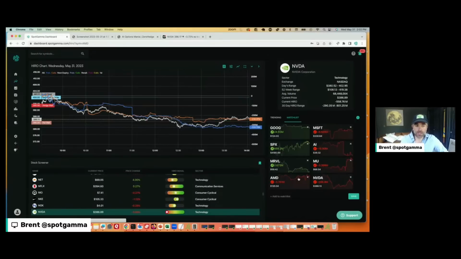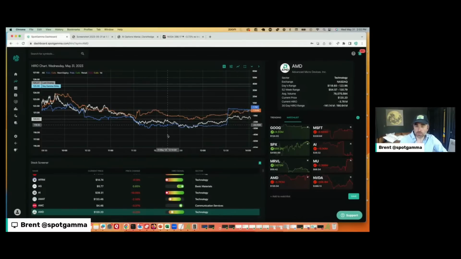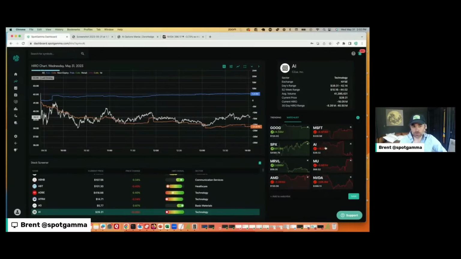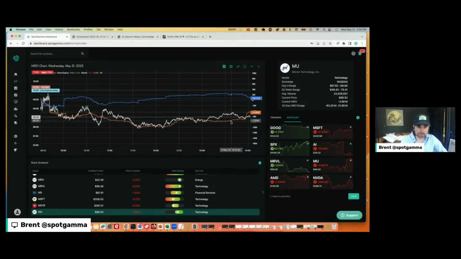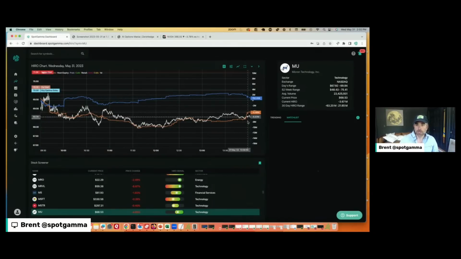And if you flip through any of these names, it shouldn't be too surprising that we're seeing negative delta flow. It's pretty light flow in AMD, but it is negative. You can see on the right axis here is our notional value. If you look at AI, which reports tonight, you can see there was a little bit of put selling this morning, but pretty consistent call selling throughout the morning. And then, of course, in MU, it's again pretty light flow, but again, negative delta flow, which is helping to pressure these stocks.